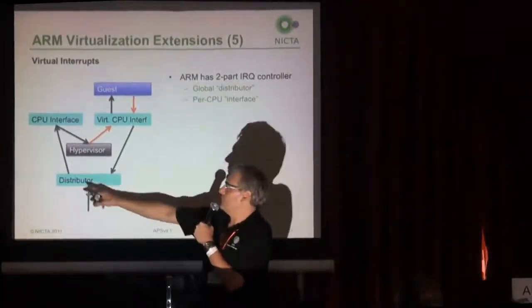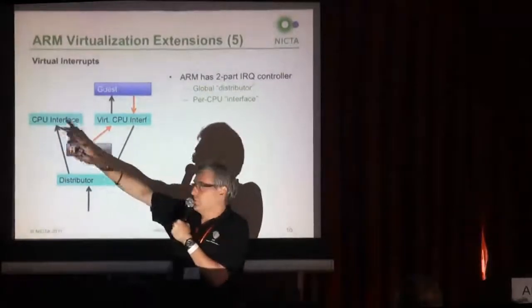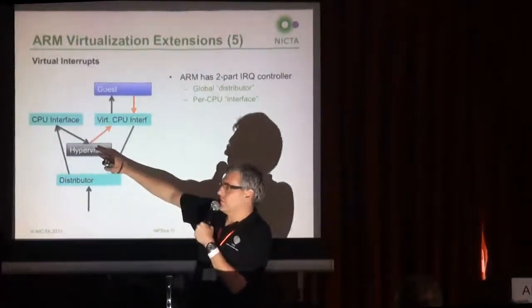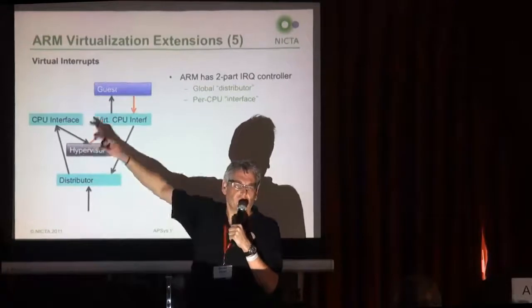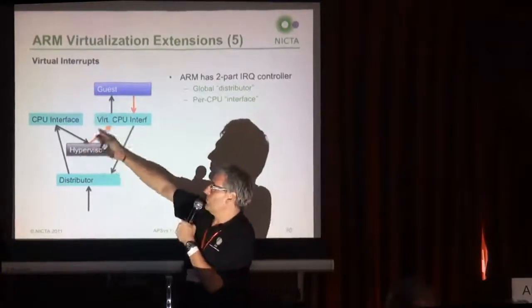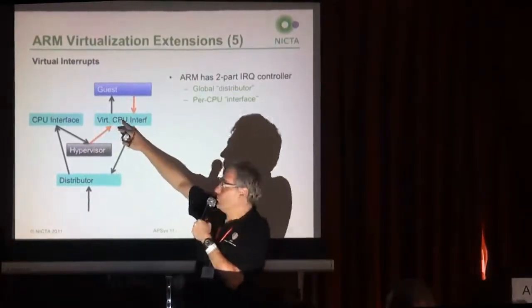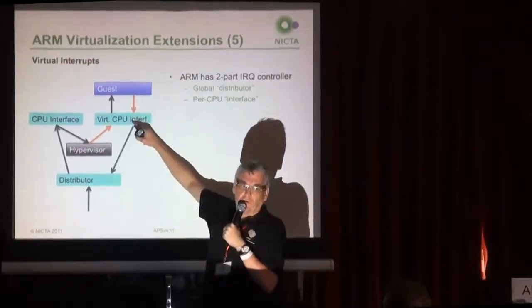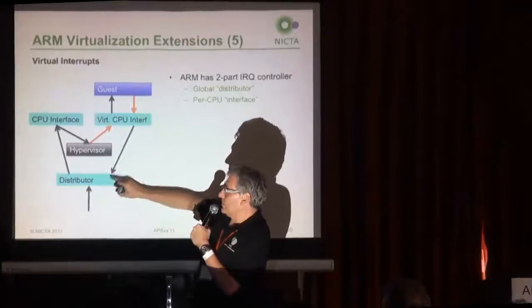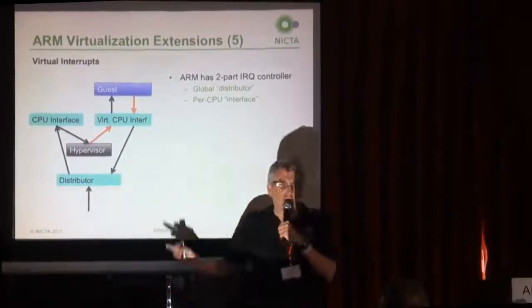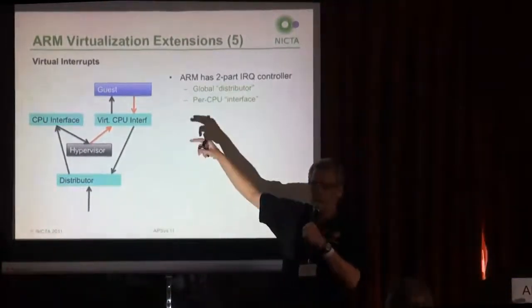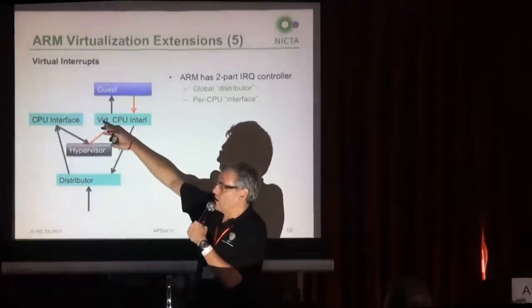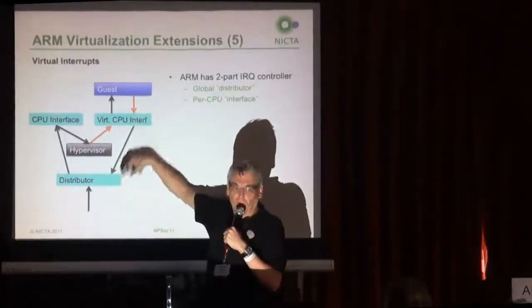So if an interrupt comes in, goes to the CPU interface, invokes the hypervisor, and the hypervisor decides that this interrupt belongs to the guest, it can just re-raise the interrupt on the virtual CPU interface, and the guest can handle it, acknowledge it back to the virtual CPU interface, and the acknowledgement goes back to the distributor without invoking the hypervisor. So the hypervisor is only on the path when the interrupt comes in, but not when it's acknowledged.